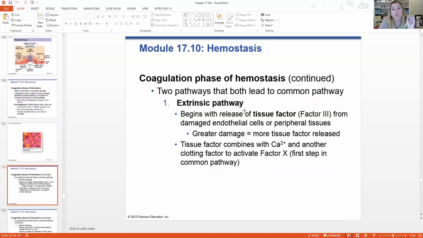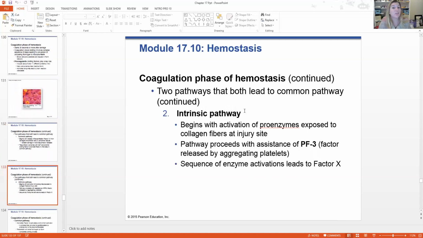So there are two pathways that occur to get the clot to form. One is called the extrinsic pathway. The extrinsic pathway is happening on the outside surface of the vessel. So this is going to use something called a tissue factor. So the tissue factor is going to basically combine with calcium and activate this thing called factor X, right?